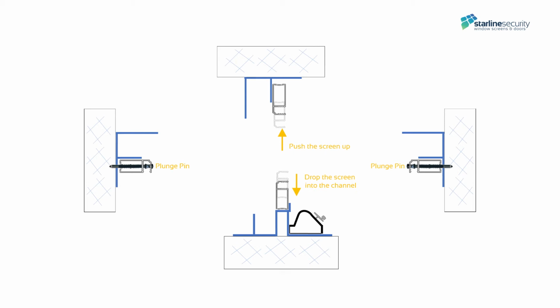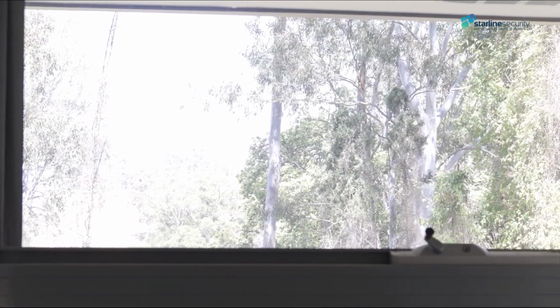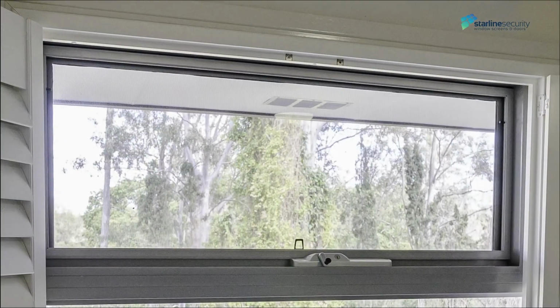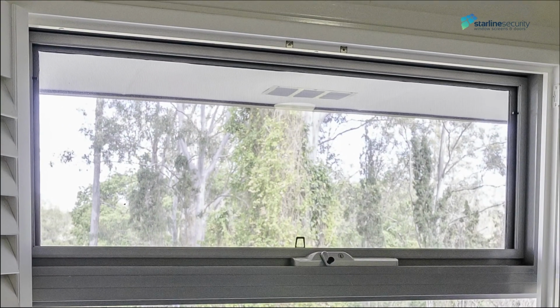There you go, another tutorial on how to measure and install an insect screen for an AL awning window chain winder with a bottom channel.